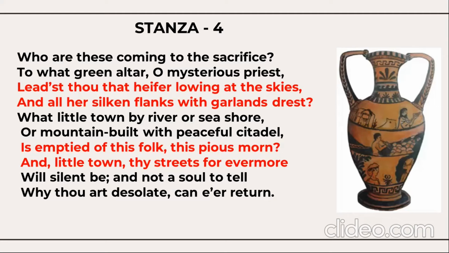So let's summarize stanza number 4. In this stanza, the poet sees a sacrificial procession depicted on the urn. There's a crowd of people. A priest is leading a heifer, a cow, which is decorated with garlands, to the sacrificial altar. The crowd might have come out of some town which may be situated by a river, on the seashore, or on a mountain. The town must have been empty at the time and it must ever remain empty. That's about stanza number 4.